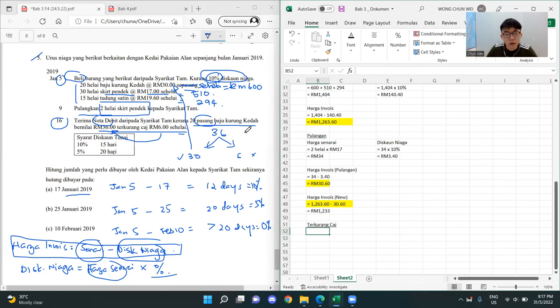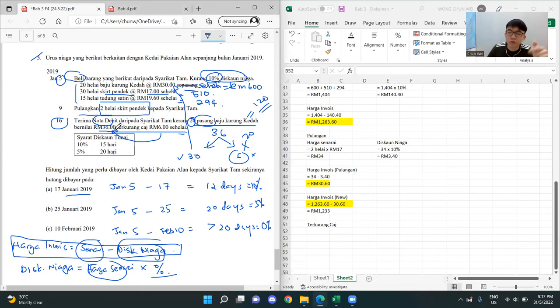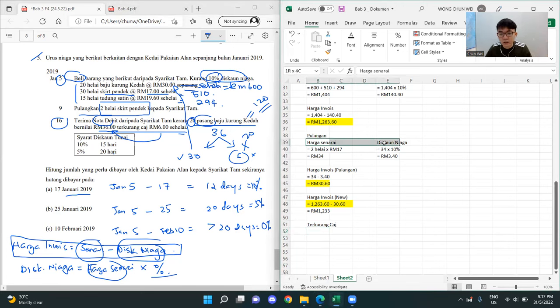Anyway, so this RM6, then you times berapa pasang? 20 pasang. Then you get how much? 6 times 20, 120. So remember, this 120 ialah sebelum discount. So do the same thing again. You need to find the harga senarai and then the discount niaga. So for harga senarai, I already got 120. How do I get 120? I use RM6 times the 20 pasang.